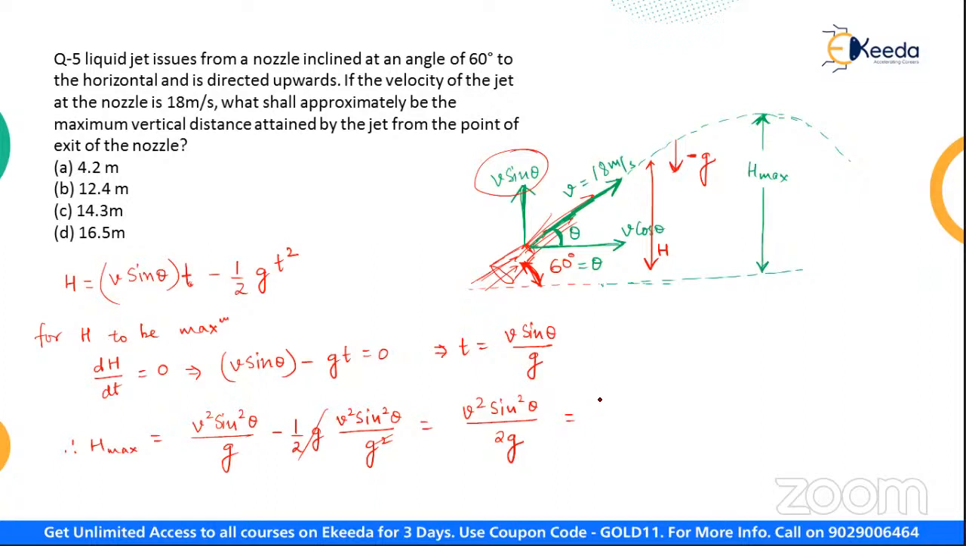Now the velocity is 18 meter per second at the start of the nozzle. Now sine theta, that is sine 60, that value is root 3 by 2, its square, into 9.81. Now from here, if we calculate these values, this comes out to be 12.4 meter. That means the correct option will be option B.